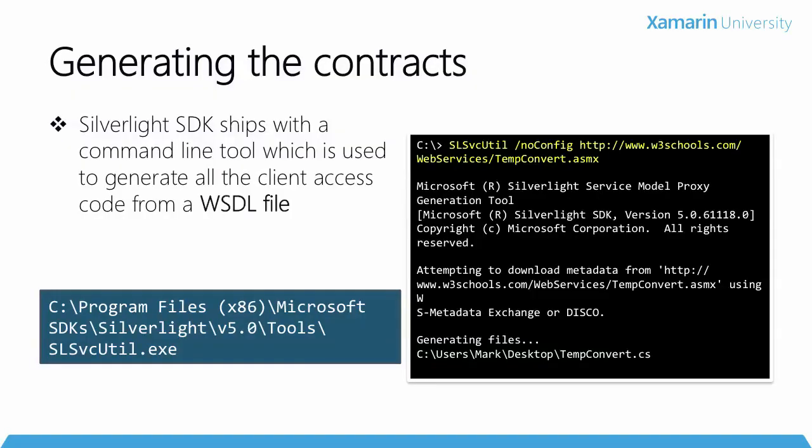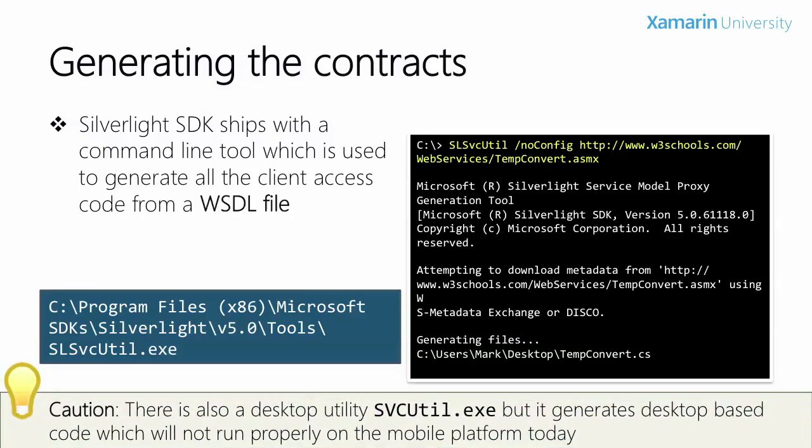Instead, this is where the Silverlight SDK comes in. Xamarin supports the same subset of WCF that Silverlight does. You can hand create your contracts and proxies, but an easier approach is to switch to a Windows machine and generate the code from the WSDL using the SL-SVC util tool. Now this is a tool that ships with the Silverlight SDK, and you use a command prompt to execute it. But you do not need Visual Studio for this.